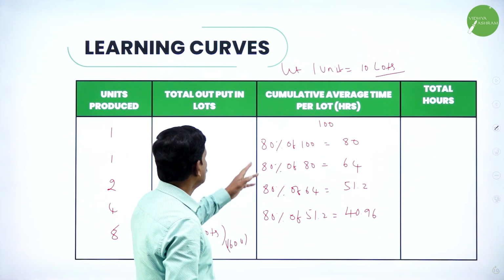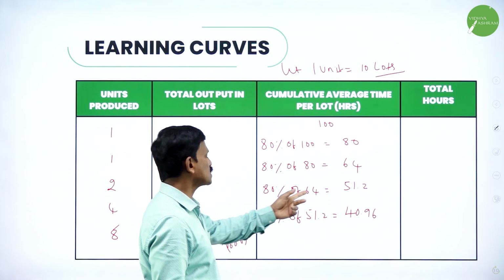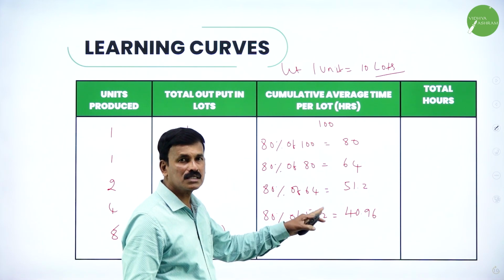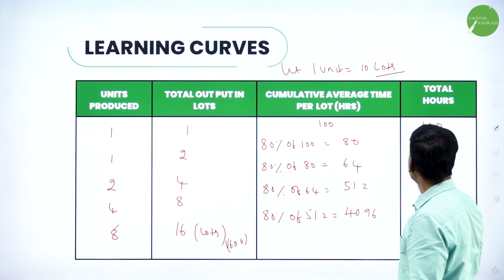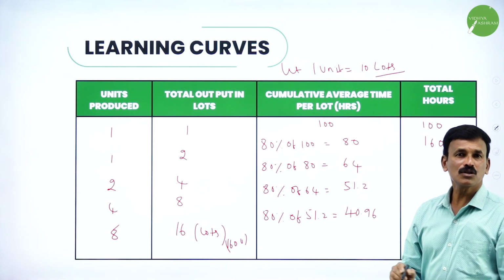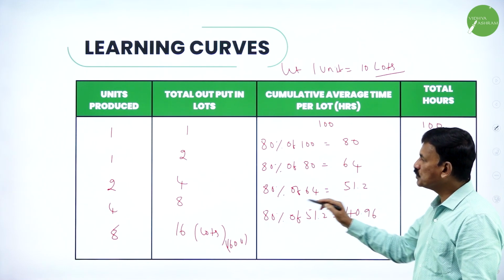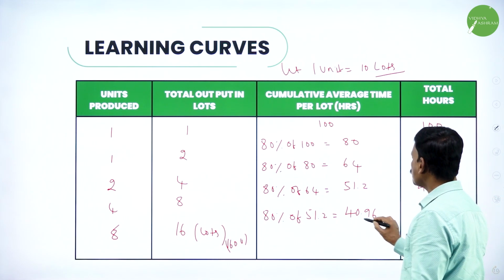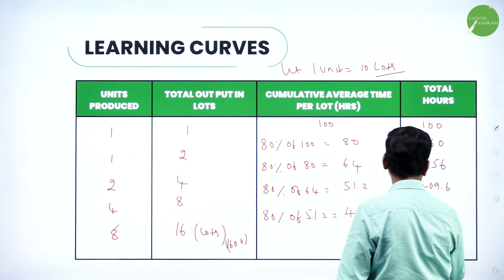So, 80% of 100 is 80, 80% of 80 is 64, 80% of 64 is 51.2 and 80% of 51.2 is 40.96. Now, just multiply it. 1 into 100 is 100. 2 into 80 is 160. Again, 64 into 4 is equal to 256. Next, 51.2 into 8 is 409.6. And the last one, 40.96 into 16 is 655.36.